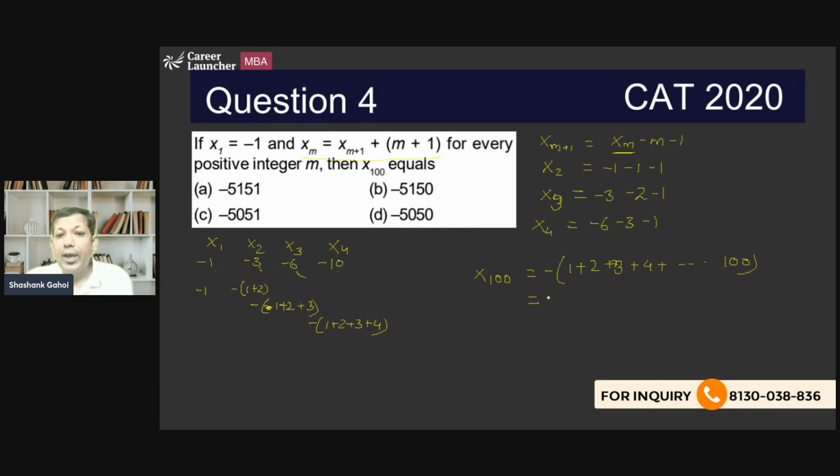Now, how are we going to calculate the sum of n consecutive numbers? That is going to be n into n plus 1 divided by 2. So this is going to be 50, and my final answer comes out to be 50 into 101, with the minus sign, that is going to be minus 5050. That's the approach of this question, and this is how we are going to solve it. Now let's move on to the next question.